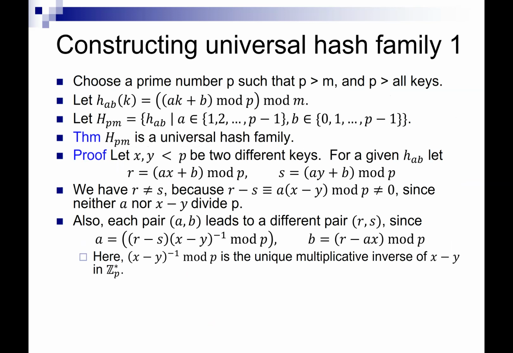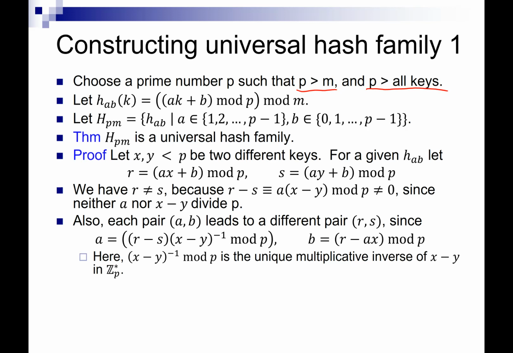Okay, so next we need to talk about how to construct a universal hash family. The way we're going to do this is that we're going to pick a prime number p. This p has to be larger than the hash table size, so p is larger than m, and p should also be larger than all of the keys.